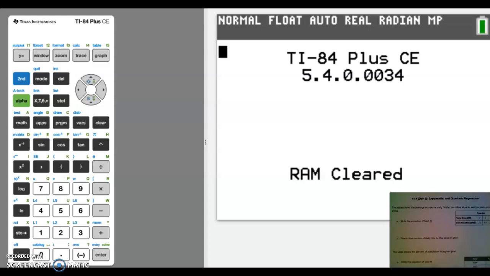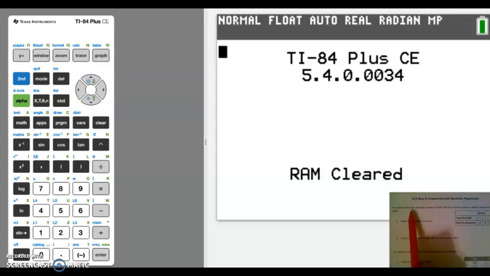Hello, and today we're going to be doing 14 for day 2, exponential and quadratic regression. Today we're actually just doing exponential regressions. Alright, so we're just going to work through 3 separate problems. I'm going to show you how to do that regression on the calculator. On the simulator, if you're doing it on your own calculator, it's going to be exactly the same.